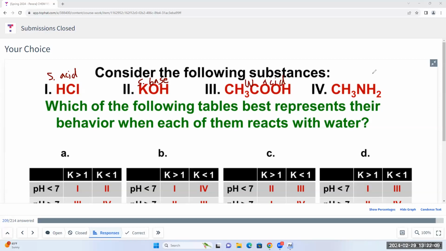CH3NH2. Acid or base? It's a base. Strong or weak? Yeah, it's a weak base. So I'm going to say it's a weak base. This is all we need to know there, okay?